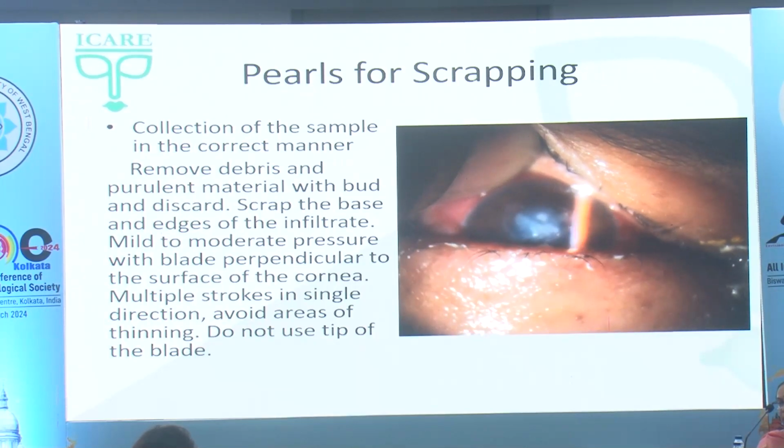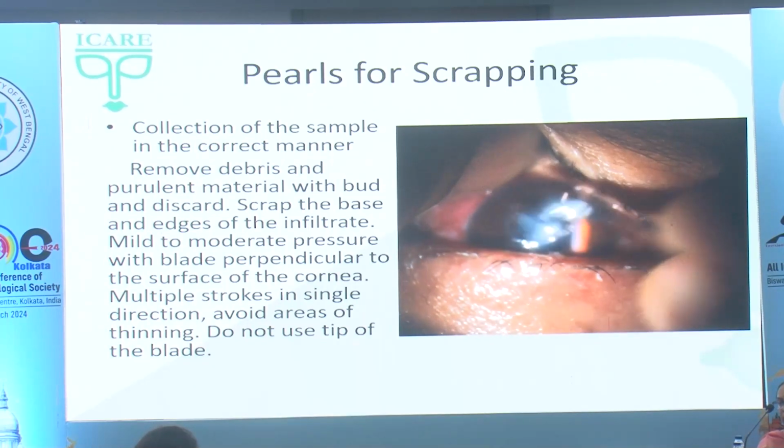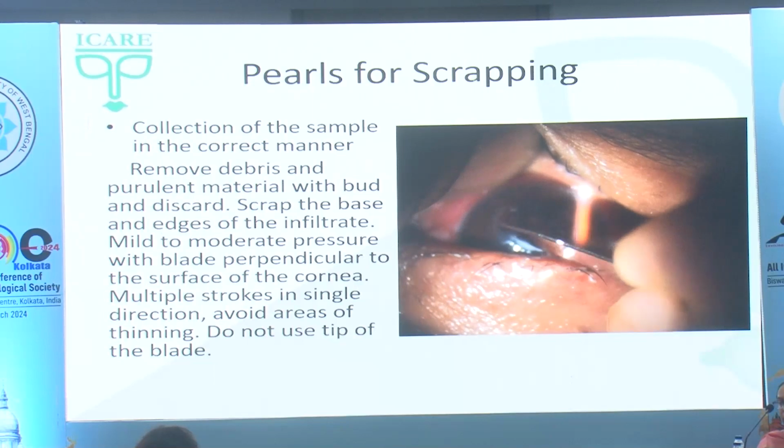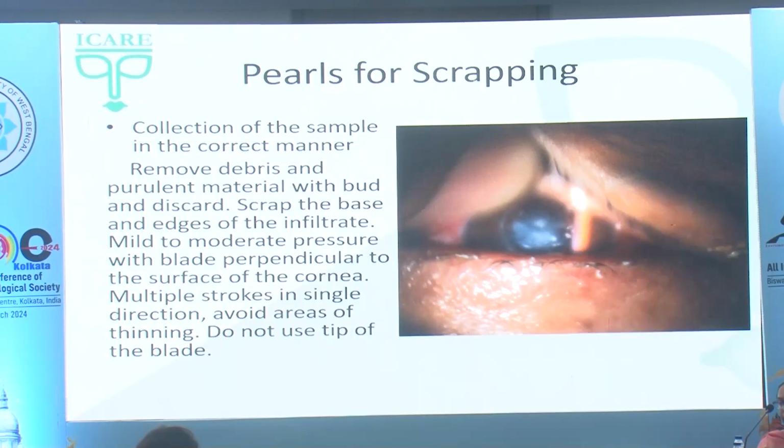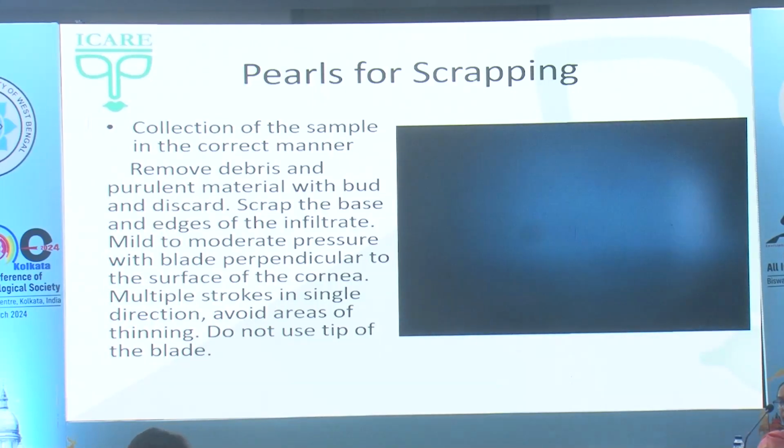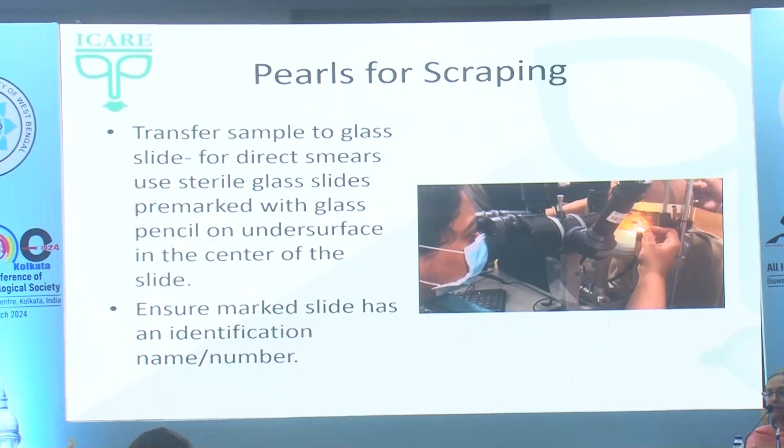For the collection of the sample in the correct manner, we remove the debris and the purulent material with a bud and discard. Scrape the base and the edges of the infiltrate. Mild to moderate pressure with the blade perpendicular to the surface of the cornea and multiple strokes in a single direction. We avoid the areas of thinning and never use the tip of the blade.